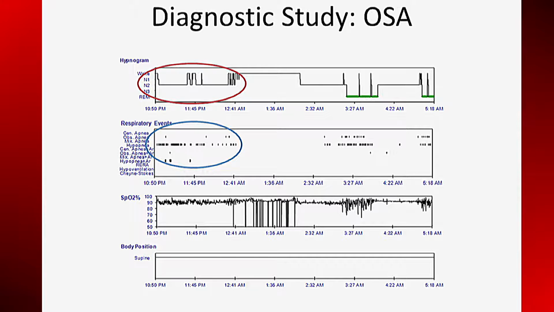There are a lot of respiratory events. Most of these events are hypopneas. Oxygen saturation is not doing a lot during this stage, but it is borderline low all the time.